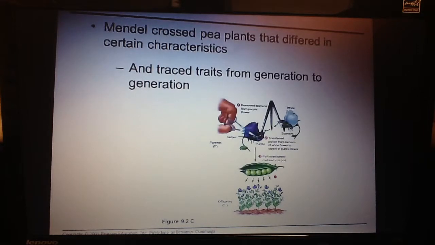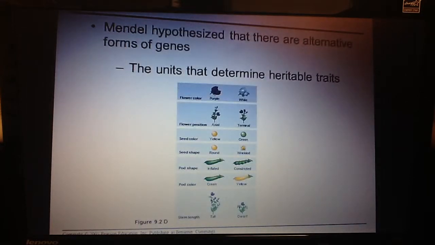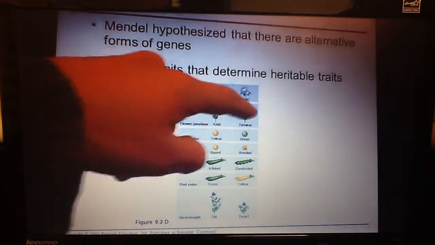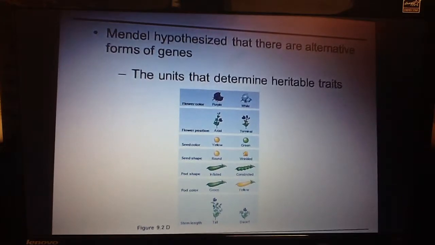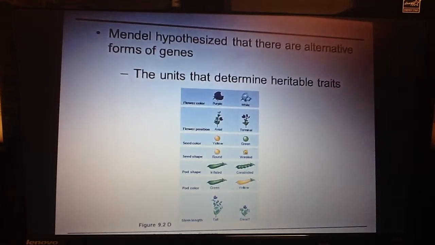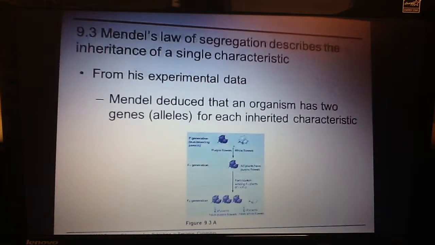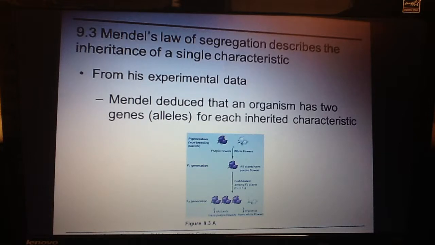He did this for several different traits. He would specifically combine purple and white. He would combine axial flower location, which is on the side, versus terminal, which is at the end. He would cross yellow and green. He would cross seed shapes, round versus wrinkled. And he wanted to see what would happen in the offspring. By keeping very good and accurate tracking of this, he was able to develop some of his own laws.